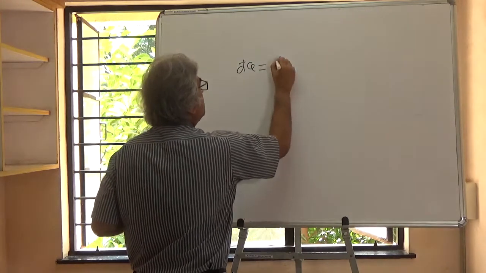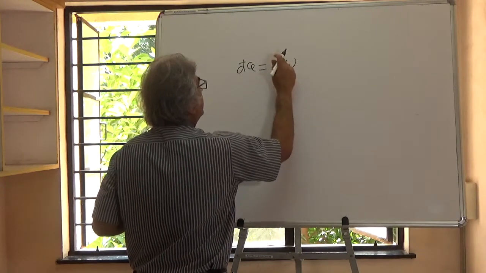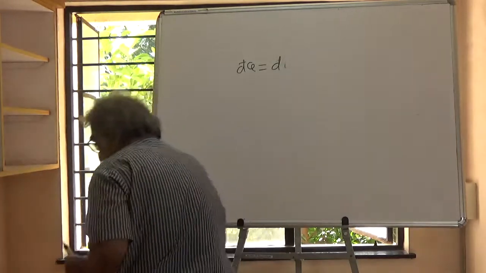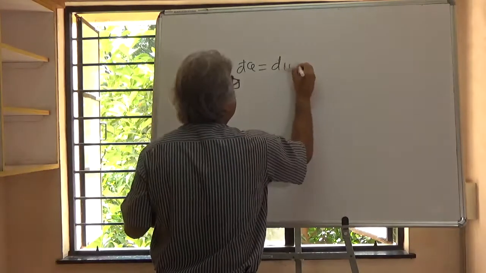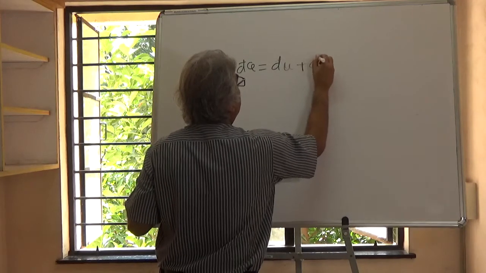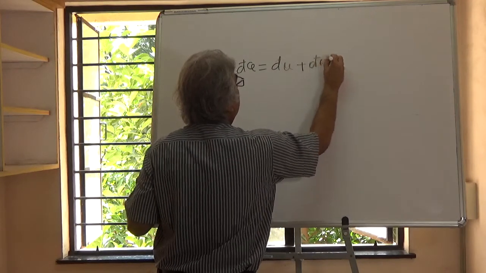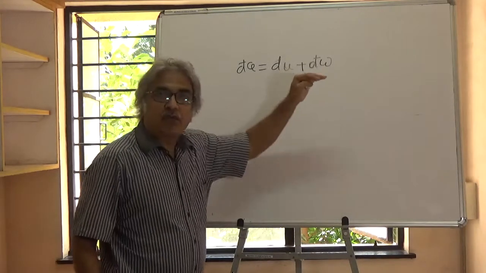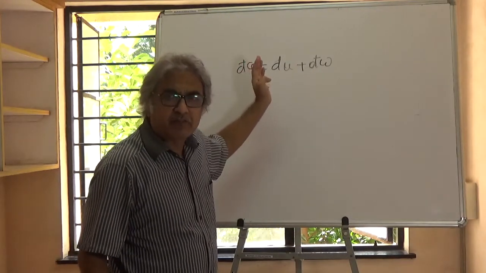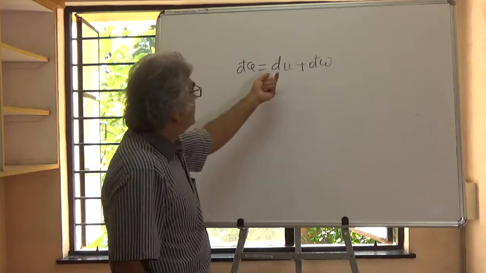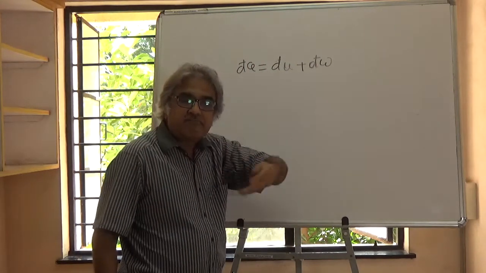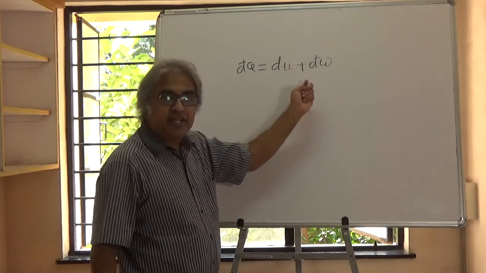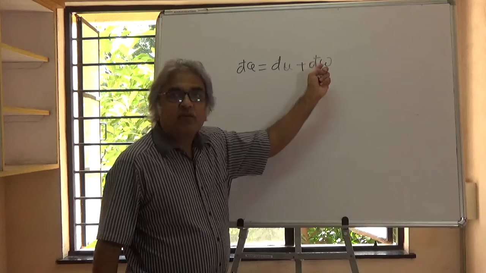dQ is equal to dU plus dW. Now you know this, for a process I can write this as dU plus dW. Okay, so this is for a process. This is the first law of thermodynamics. For a small heat transfer to the system or away from the system, whatever it is, that is equal to the change in internal energy and work transfer.